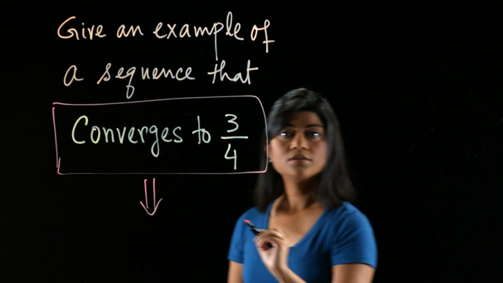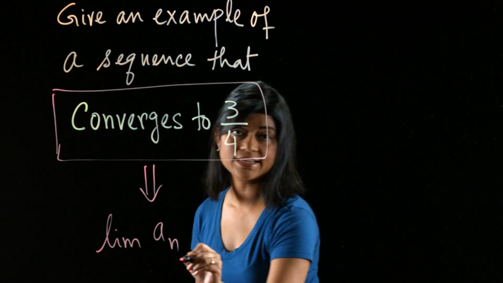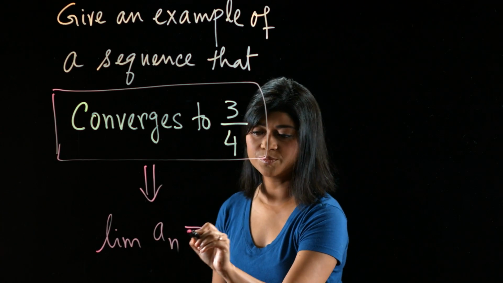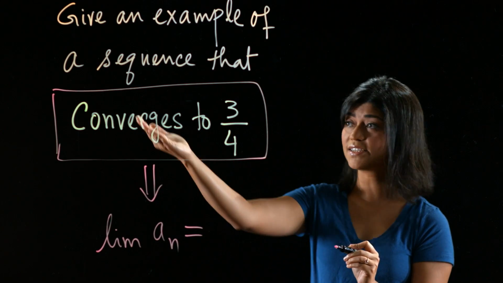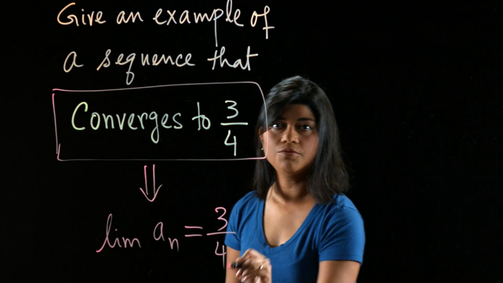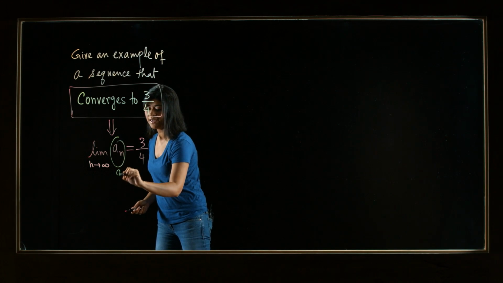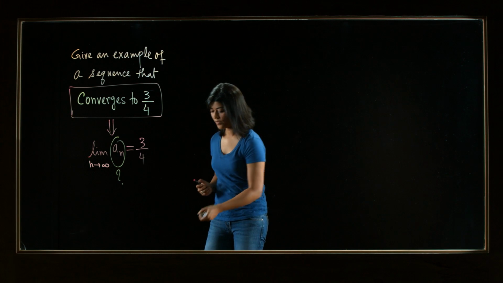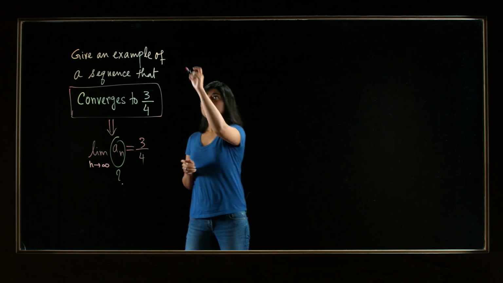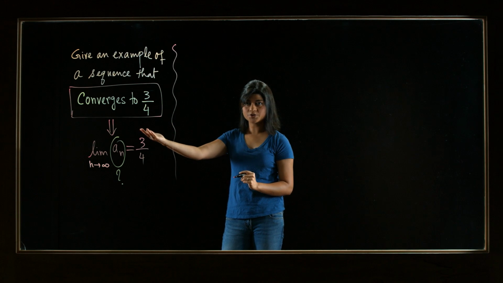That means that the limit of the sequence, say the sequence is an, the limit has to, first of all, exist because it converges, and the limit is actually 3 over 4. And we have to find out what this an is. Now, there is more than one example to this particular problem.